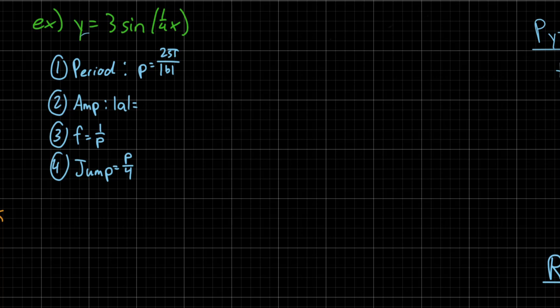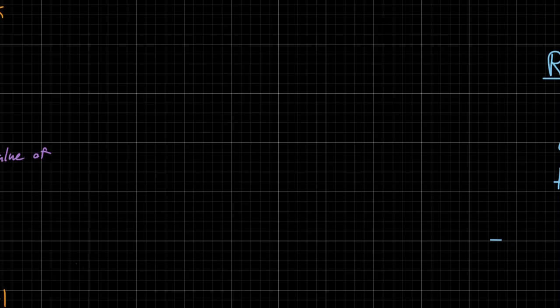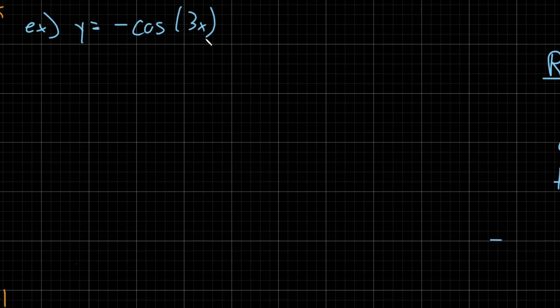Okay, let's try another one then. That's totally fine. We're gonna write down a harder one. You can take a picture of it though and write it down later. Okay, negative cosine of 3x. This is the next one. I need to find 4 things.